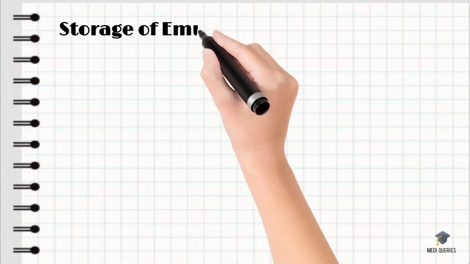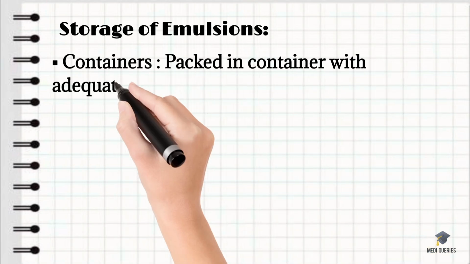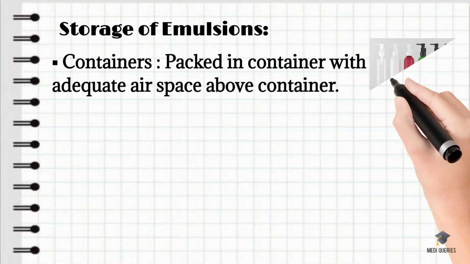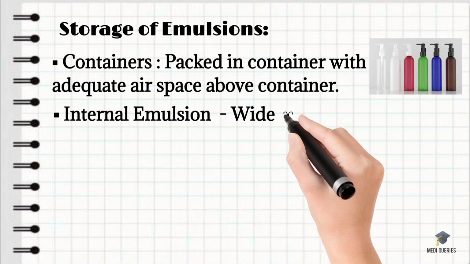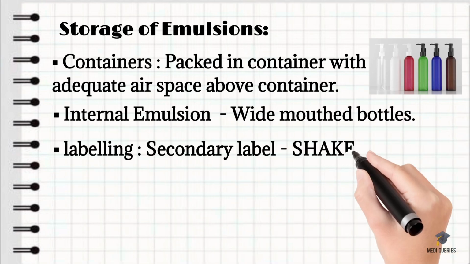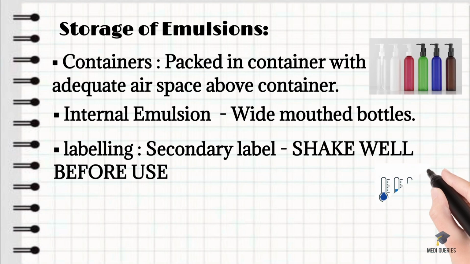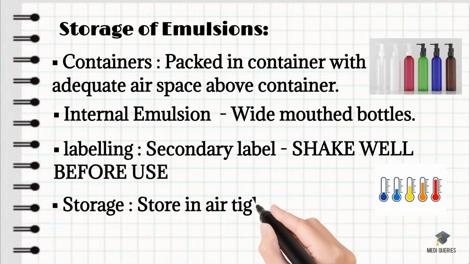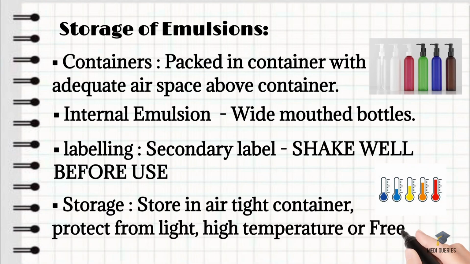Storage of the emulsions. Containers. The emulsion should be packed in a container which has an adequate airspace above the emulsion so as to permit adequate shaking before its use. Emulsions made for internal use should be packed in comparatively wide mouth bottles so that it is easy to remove them without any difficulty. Metallic closures should be avoided. Wide mouthed amber colored glass bottles are most appropriate for the storage of emulsions.